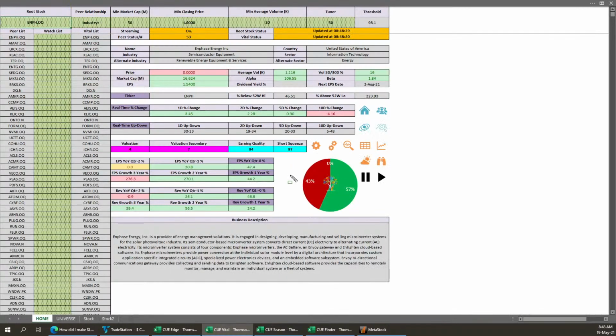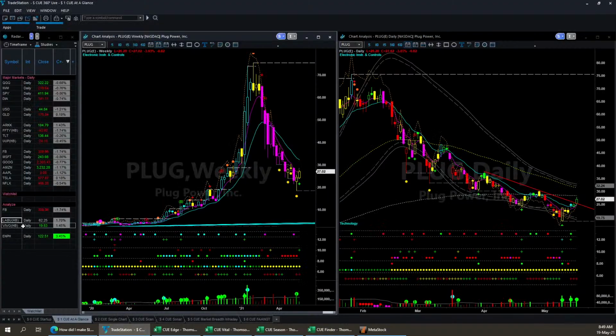Now see the difference from Plug. In the case of Plug, it was overvalued. Enphase is also overvalued, but Plug had hugely negative and decelerating earnings growth, whereas Enphase has positive and accelerating earnings growth and also positive and accelerating revenue growth. It was going up. So I decided to take a long position in Enphase.